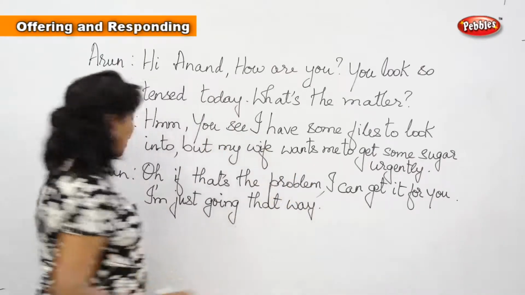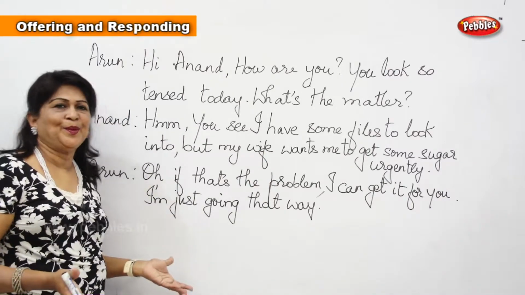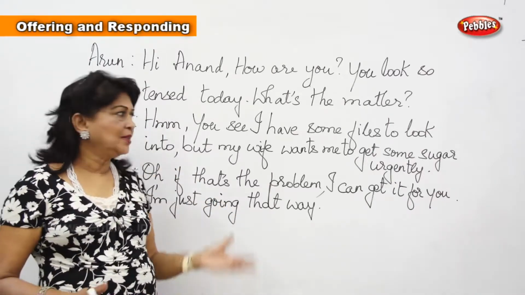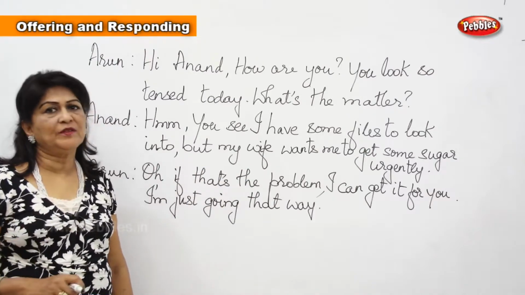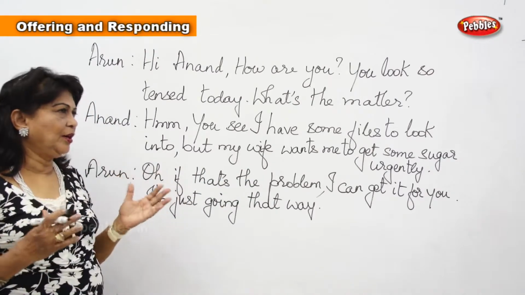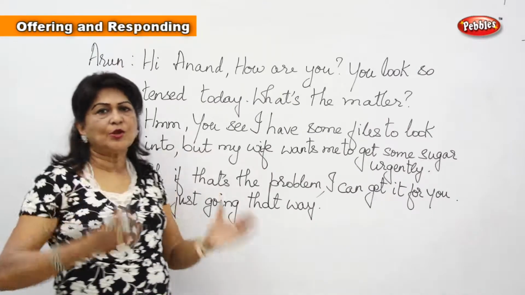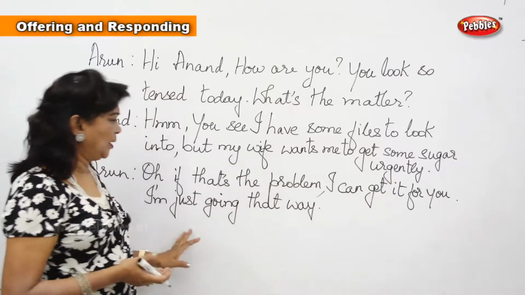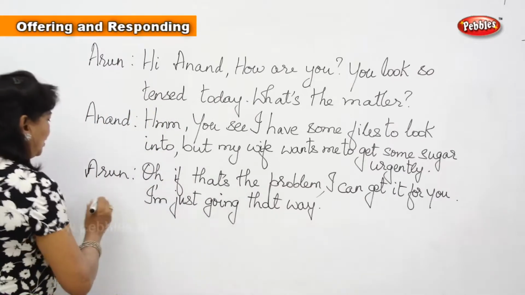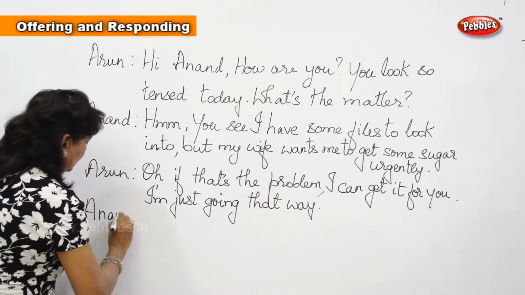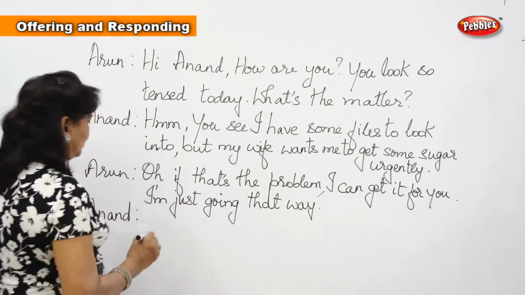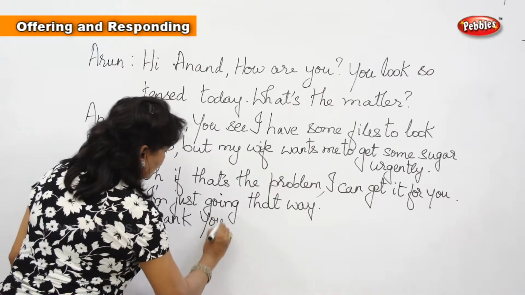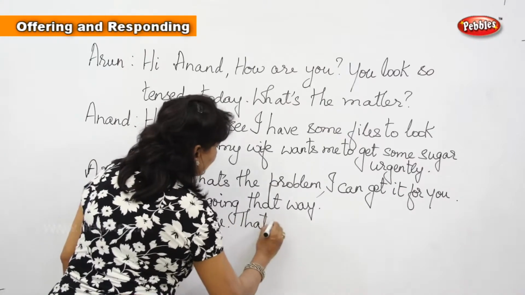So what is Arun doing now? He's offering to help him. Now Anand has a problem. He has to concentrate on his files, but his wife is asking him to get some sugar very urgently, and he's just wondering if he goes to the shop and comes, he'll lose his concentration on the files. And so when Arun is offering, "If that's a problem, I can get it for you, I'm just going that way," Anand is so happy. What does he say? Thank you. That's very kind of you.